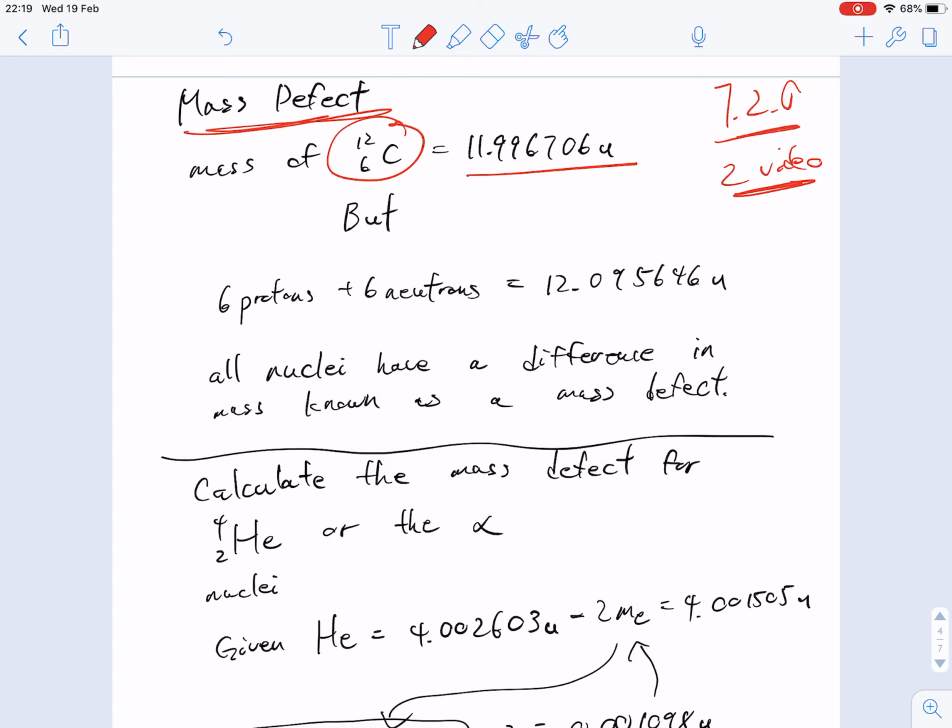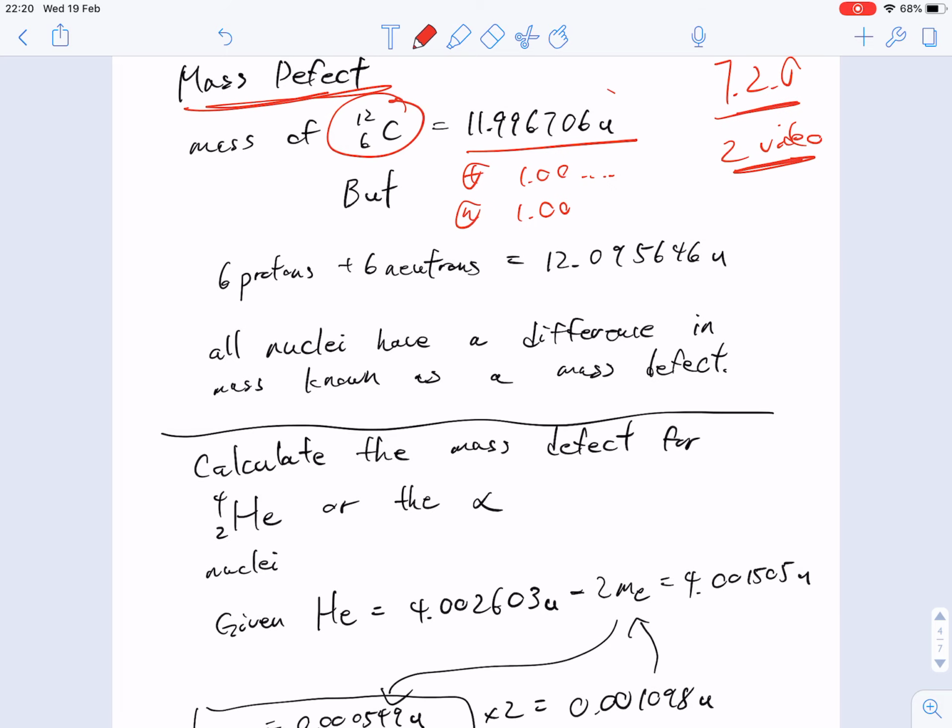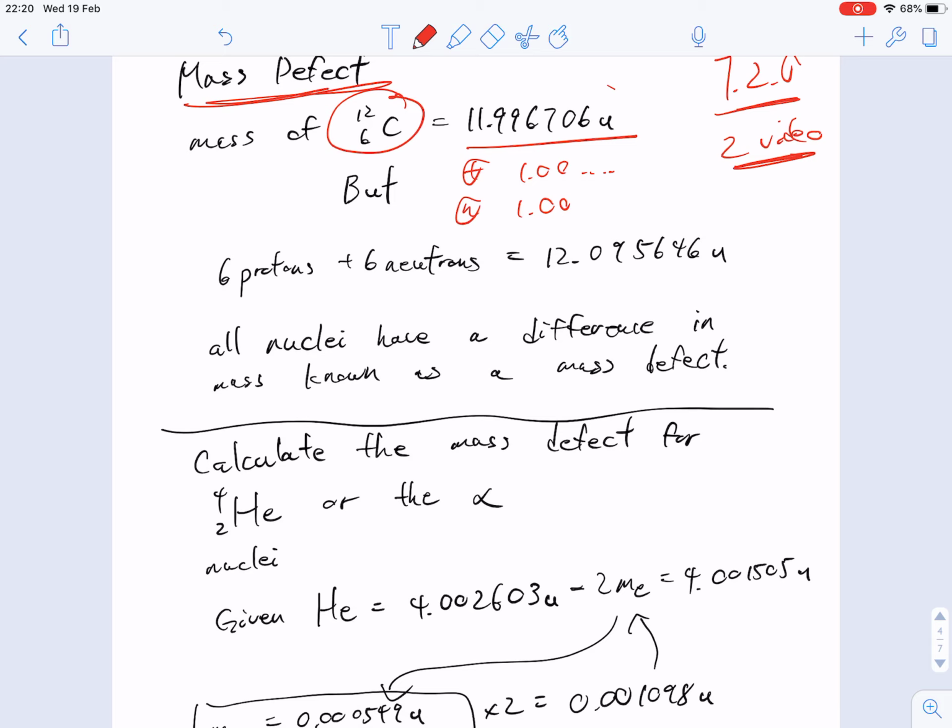If you remember, both the proton and neutron were a little bit more than 1 U. So how is it that the combination of all of them is less than that? What's going on here? A short explanation, which we'll get into a little bit later, is that some of that mass has been converted into energy.